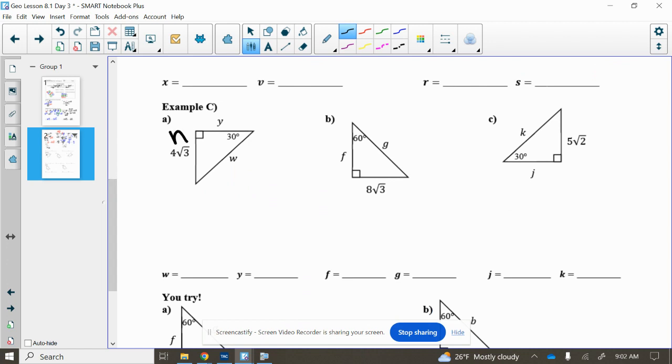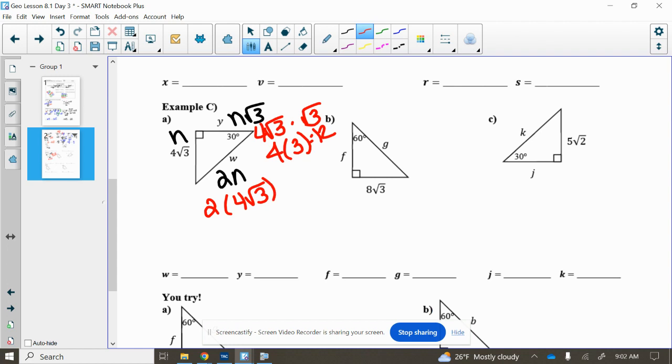Okay, on this one, we are actually given the side across from our 30, the short leg, so yay. Okay, to get that longer leg, then we are just going to take 4 square root 3 and multiply it by the square root of 3. Well, in this case, square root of 3 times square root of 3 is just 3. Final answer there is 12. Double our 4 square root 3, our n value here, and that just becomes 8 square root 3. So hypotenuse w is 8 square root 3, y was just 12.